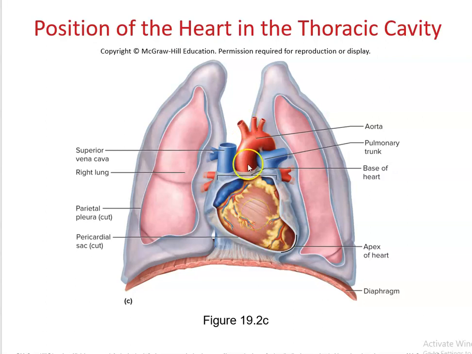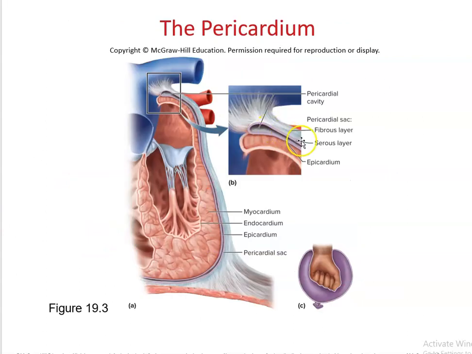The heart has connective tissue wrapped around it. There's a double-layered connective tissue called the pericardium. The superficial layer is a fibrous layer. The inner layer is a serous layer. Within these two layers, there is fluid.